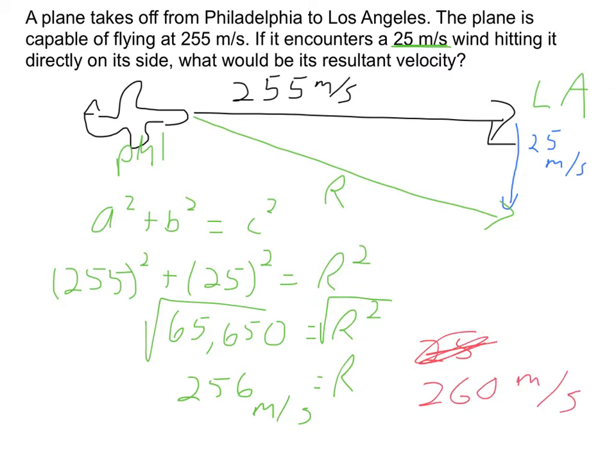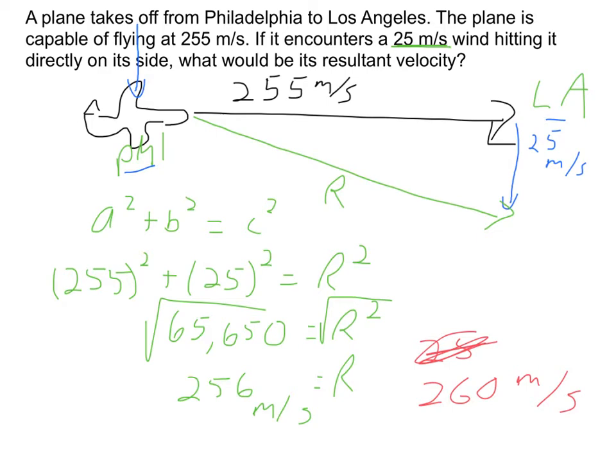Really, the most difficult part about all these problems is figuring out where to draw your vectors and drawing the triangle. Just reading along, the plane is capable of flying at 255 meters per second going from Philadelphia to LA, so this line, 255 meters per second, should make sense. I just draw a line. It's this 25 meters per second. The wind is hitting it directly on its side, so you might say, hey, I should draw it right here. Well, yeah, that's fine. That's good, in fact.